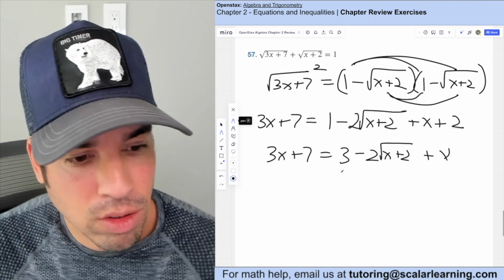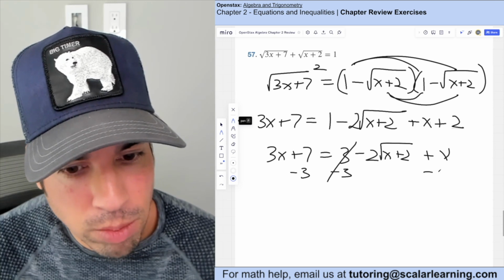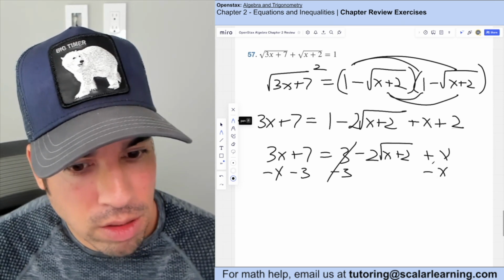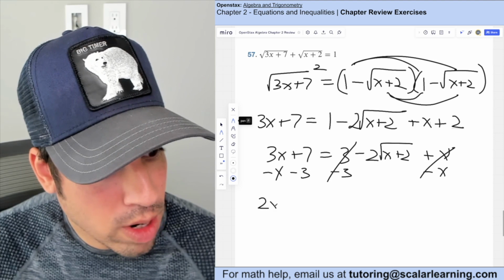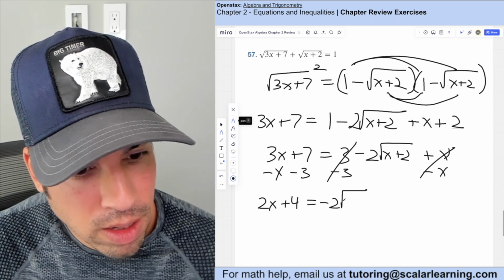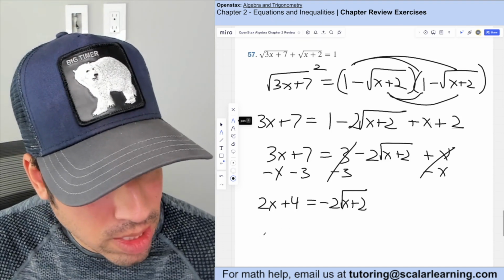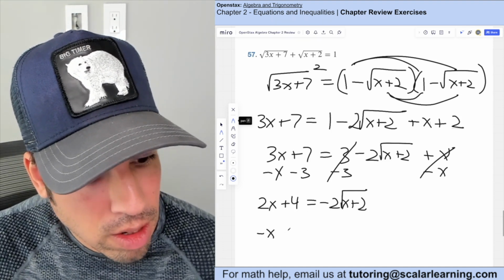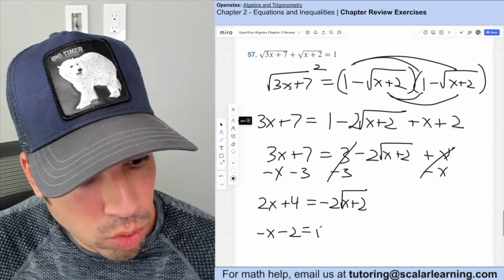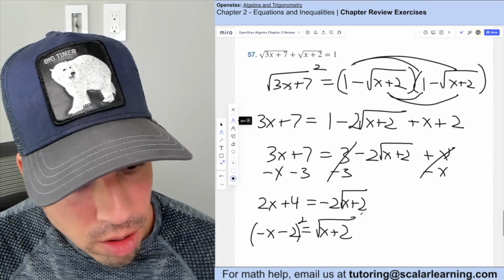Now we're going to isolate the radical. So I'm going to subtract 3 from both sides, boom, and I'm going to subtract x from both sides, boom. And I get 2x plus 4 equals negative 2 rad x plus 2. Let's go ahead and divide by negative 2 as well. Divide everything by negative 2. I get negative x minus 2 equals radical x plus 2. Last but not least, let's square both sides.